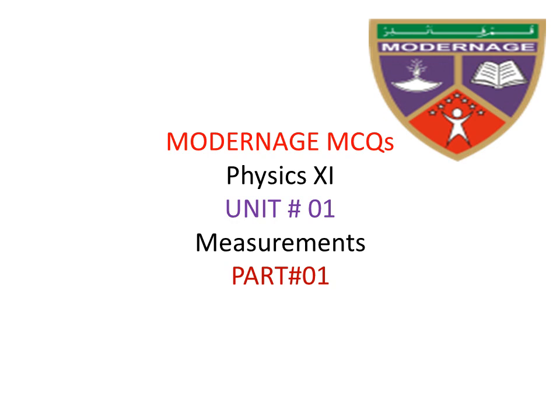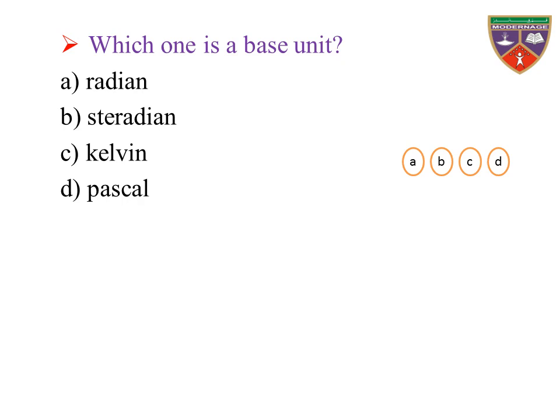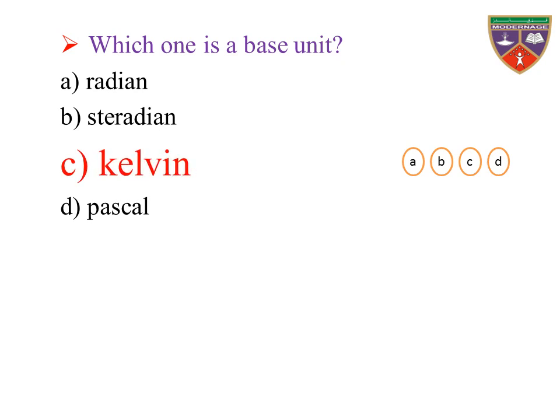MCQs, physics, class first year, unit number 1, measurements, part number 1. Which one is a base unit? Options: A. Radian, B. Steradian, C. Kelvin, D. Pascal. The key is Kelvin. Therefore, the option C is correct.